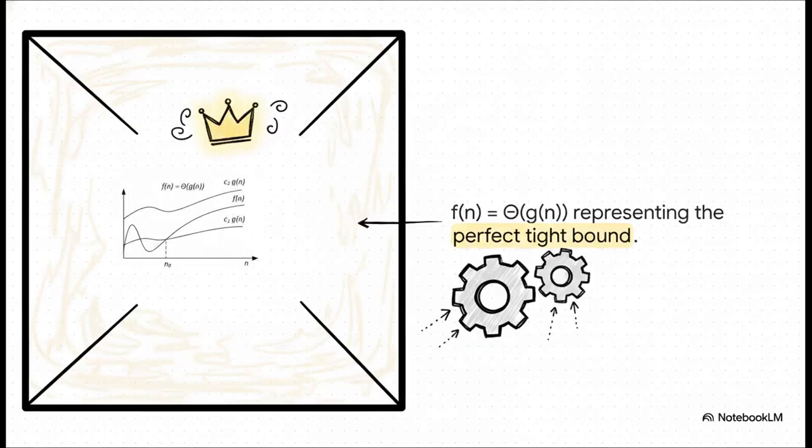And then there's big theta. This is the holy grail of precision. Big theta is a tight bound that essentially sandwiches your algorithm's performance right between an upper and a lower limit that grow at the exact same rate. If an algorithm is big theta of n, it means the speed of your code scales in direct, lockstep proportion with those bounds, no matter how huge the input gets.